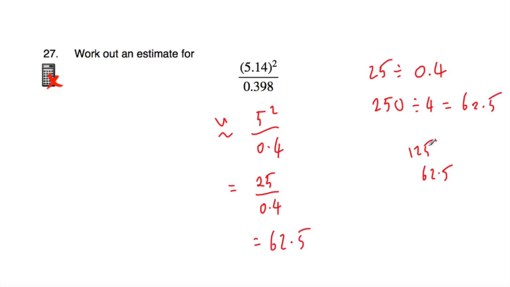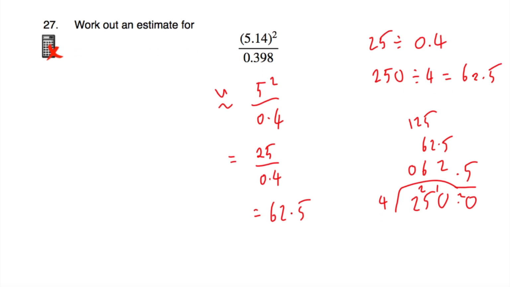And that's it. Or you could do the bus stop method there, 250 divided by 4. How many 4s go into 2? 0, remainder 2. How many 4s go into 25? That'll be 6, which is 24, remainder 1. Now we know this is going to be a decimal number, so I'm going to put a decimal point and a 0. How many 4s go into 10? 2, remainder 2. And how many 4s go into 20? That's 5. So the answer is 62.5. That's our estimate for this calculation. And actually, just out of interest, if we work out 5.14 squared divided by 0.398, we get an answer of 66.38. So that's pretty close.